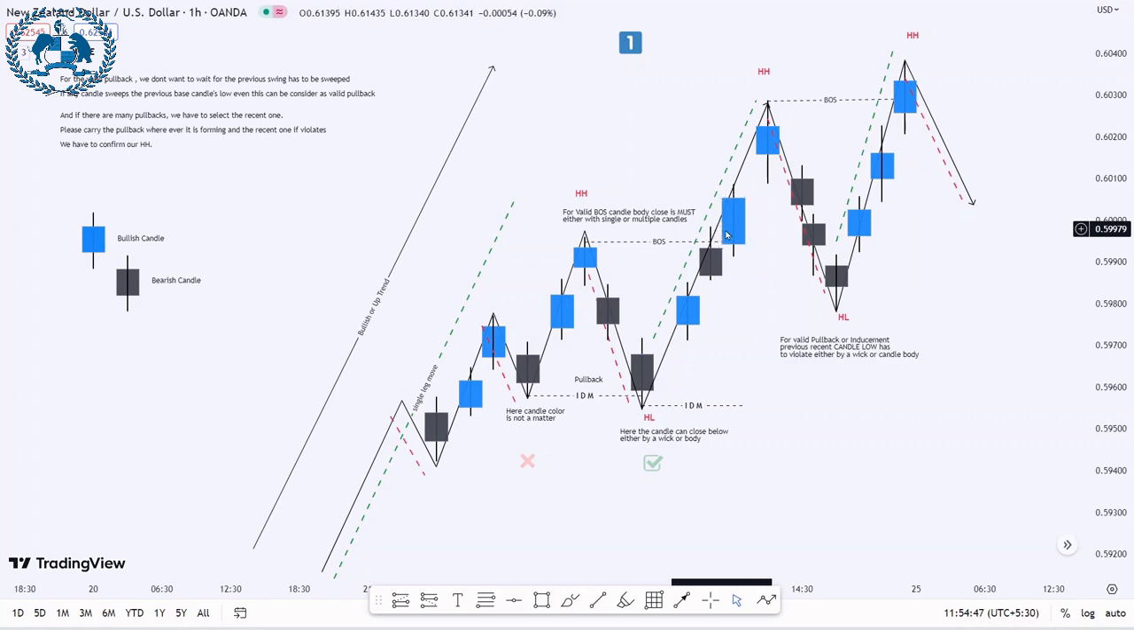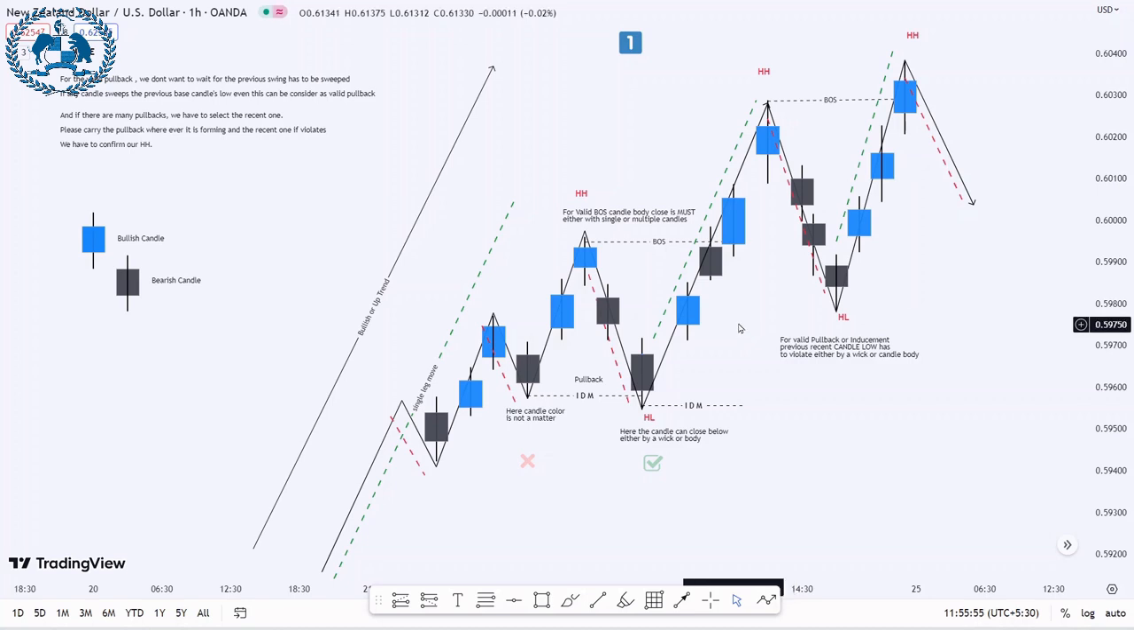So here, if the market price closes only with the wick, then we should not consider it as a break of structure. For break of structure, there is one condition: the candle body has to close above the previous higher high. If the body is not closed, then we cannot consider this as a break of structure. This can be a single candle or multiple candles. See here, the first candle closed only by the wick, so we should not consider this as a break of structure. And the second candle closed with the body, so then we can consider this as a break of structure. So the condition for break of structure is that it can be a single candle or multiple candles, but the candle body has to close above the higher high.